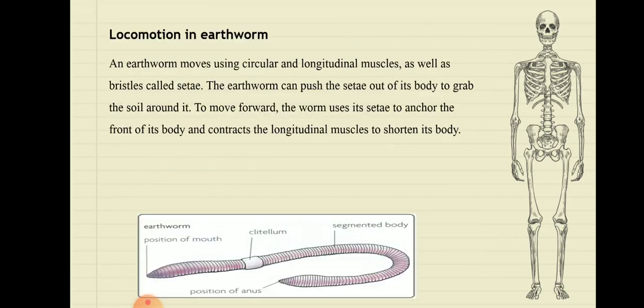Then the next organism is the locomotion in earthworm. An earthworm is also an invertebrate which has a segmented body. It has segments present on its body. It lives in burrows, as you all know, and it is known as the friend of a farmer. Why? Because it is present in the soil and it comes out when it rains. It helps the farmer to make the soil fertile. So this is how it is helpful to the farmer.